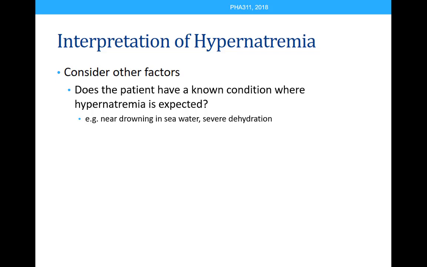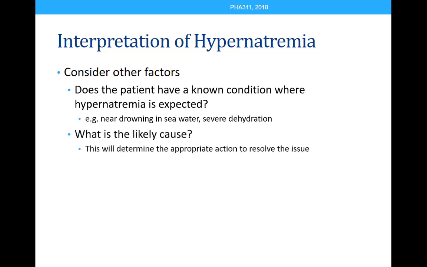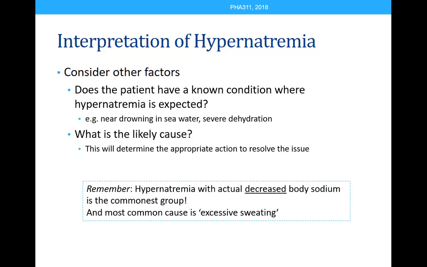Okay. Severe dehydration, likely cause, again, if you find likely cause, you can solve the puzzle. And also remember, hypernatremia with actual decreased body sodium is the commonest cause among all the causes that I listed in the previous slides. And most common cause is excessive sweating. Most common, excessive sweating. But usually the hypernatremia will not be very severe, and after drinking water, it will go back to normal. Okay, it will not be a medical emergency unless the person is unable to drink any water or the thirst center is impaired.